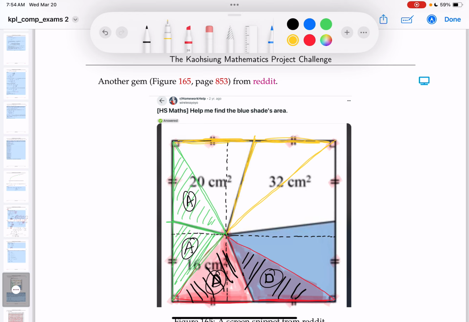They have the same base, and their altitudes are the same, by the way. So I'm going to call this B and call this guy B. Oops, sorry about that.